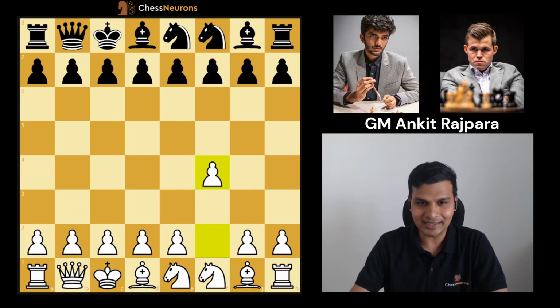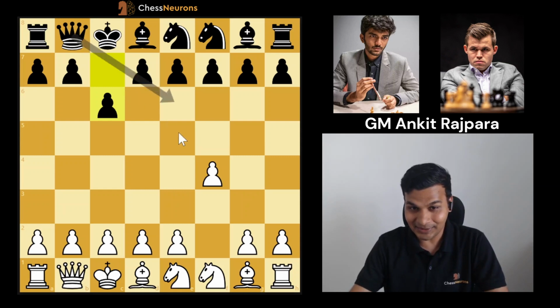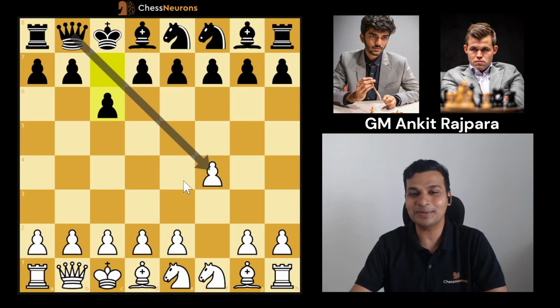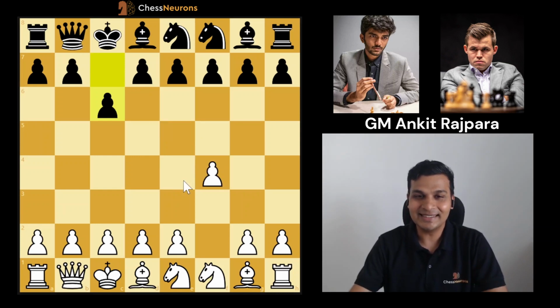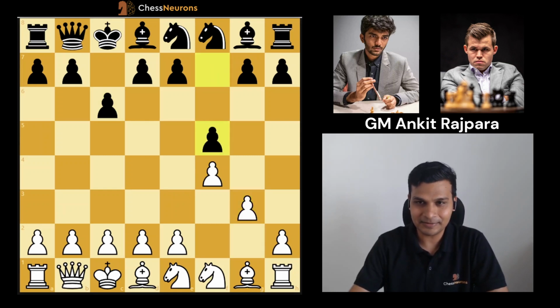So Gukesh started with f4, and then Carlsen played c6. See, from the first move itself, after f4, c6, you have to be a bit careful now. Suddenly the queen is attacking this pawn. So if you're not careful, then you can get into trouble. So, of course, Gukesh defended it by playing g3. Carlsen played f5, knight f3.